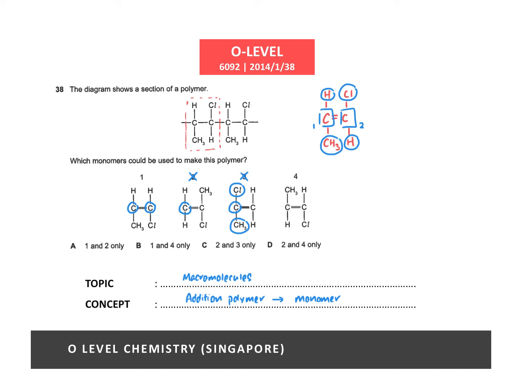So with that, if you apply the same principles for monomer number 4, you will find that it has the same structure, and therefore the answer would be 1 and 4 only.